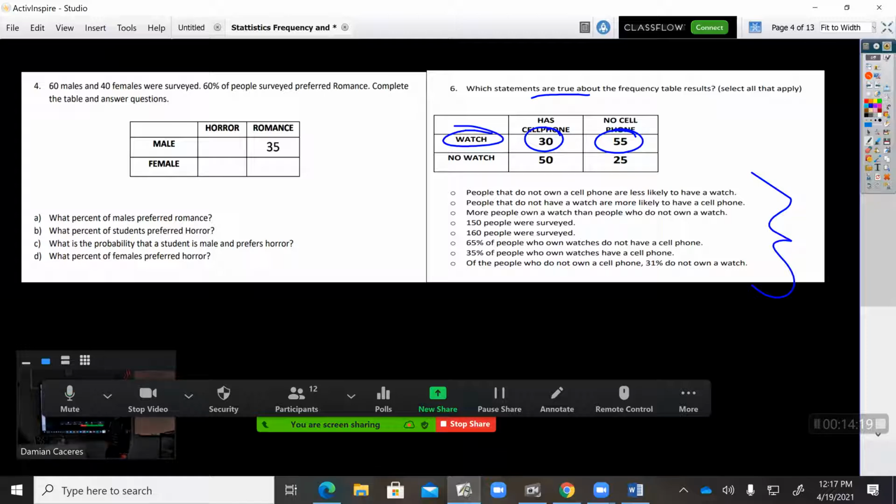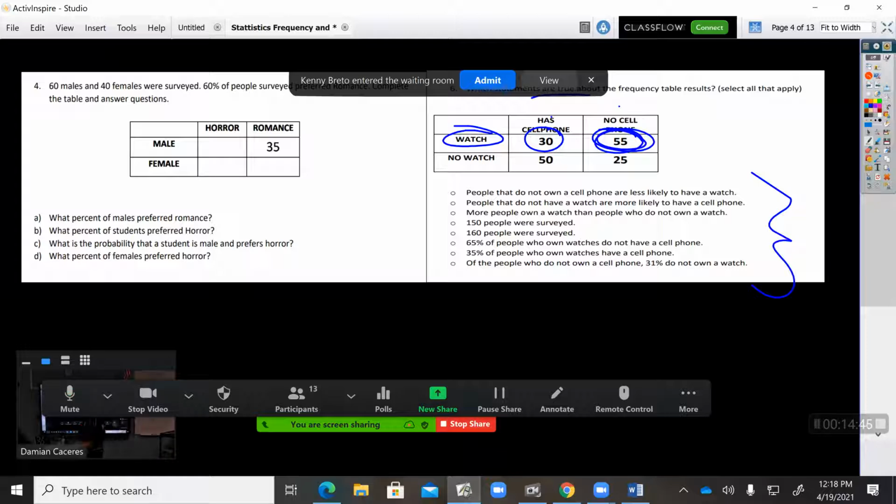People who have a watch, how many people own a cell phone versus not own a cell phone? 30 versus 55. What does that tell you? That tells you that if you don't have a cell phone, you definitely have what? If you don't have a cell phone, what are you definitely going to have? A watch, right? If you don't have a watch, what are you definitely going to have? A cell phone. Those are the two common sense conclusions you can come up with. You understand?